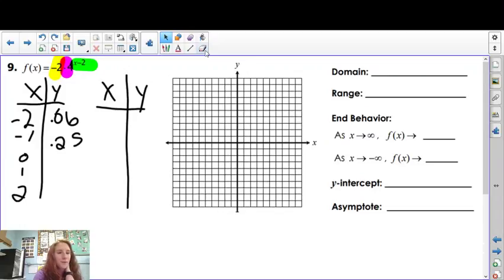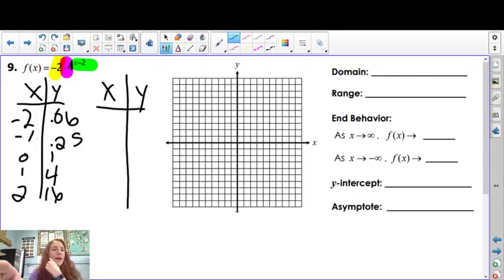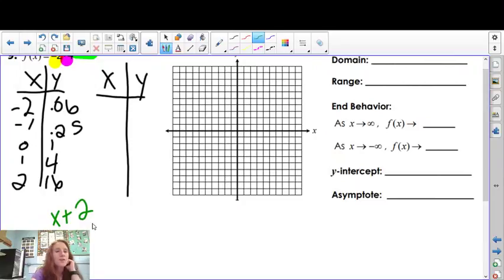Anything to 0 is 1. 4 to the 1st is 4, and 4 squared is 16. So then we're going to go ahead and change. Now, I do have x's and I do have y's, so we're going to do the x's first. I see +2, so I'm going to do the opposite and take x plus 2. So -2 plus 2 is 0. -1 is 1, 2, 3, and 4.